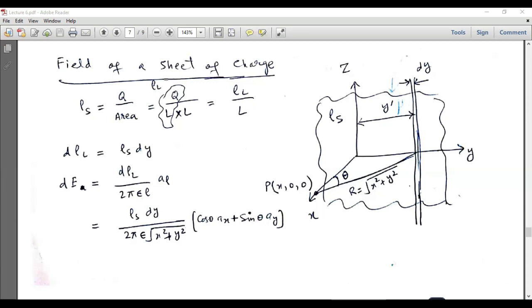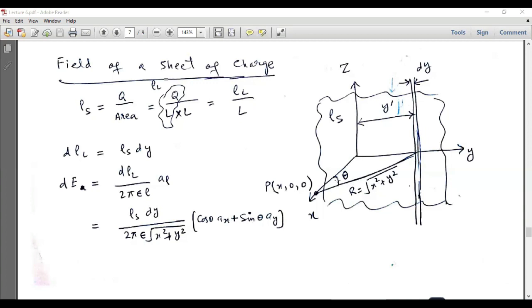And here we will have x over the square root of x squared plus y squared times ax, plus y over the square root of x squared plus y squared times ay. So x over the square root of x squared plus y squared will be equal to cos theta, and y over the square root of x squared plus y squared will be equal to sine theta. So it will be cos theta ax plus sine theta ay.